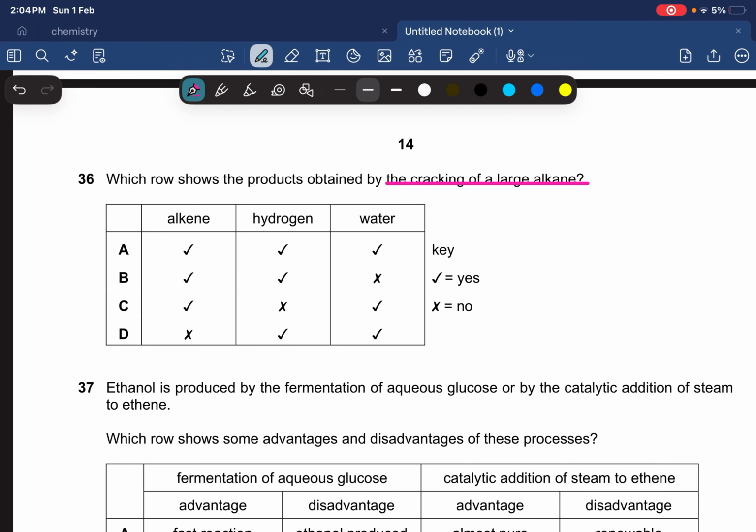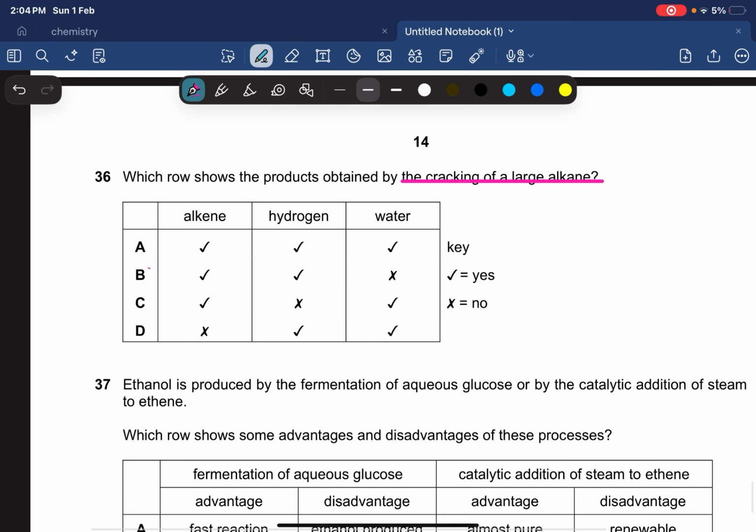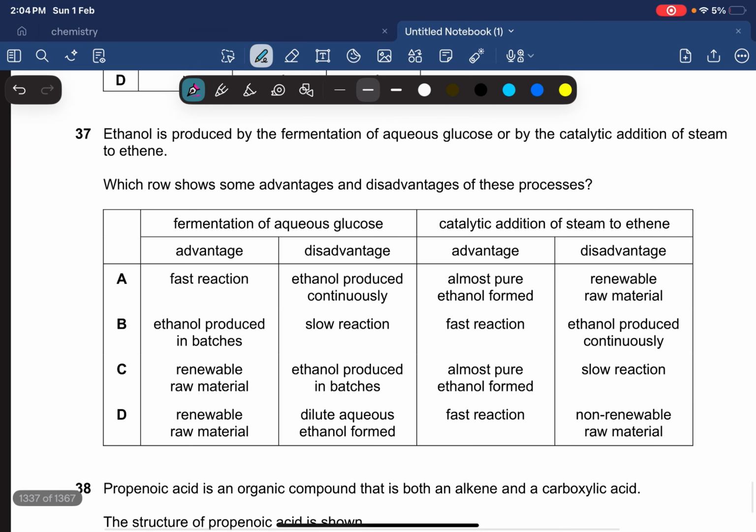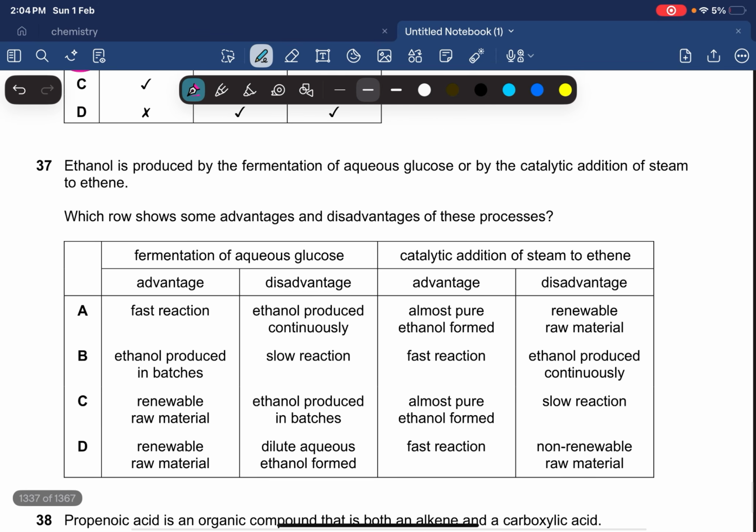You don't form water. You form hydrogen, you form alkenes, but no water. Ethanol is produced by fermentation. Yeah, we know. And there is one more: electrophilic addition, or you can say catalytic addition of steam to ethene. Which row shows some of the advantages and disadvantages? Advantage of fermentation: fermentation is slow, not fast. Ethanol produced in batches. Is it an advantage that you have batches? No.